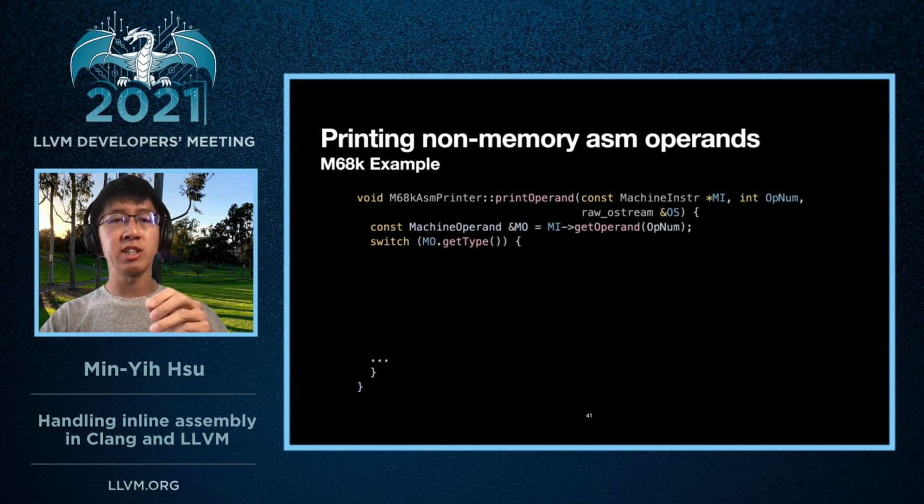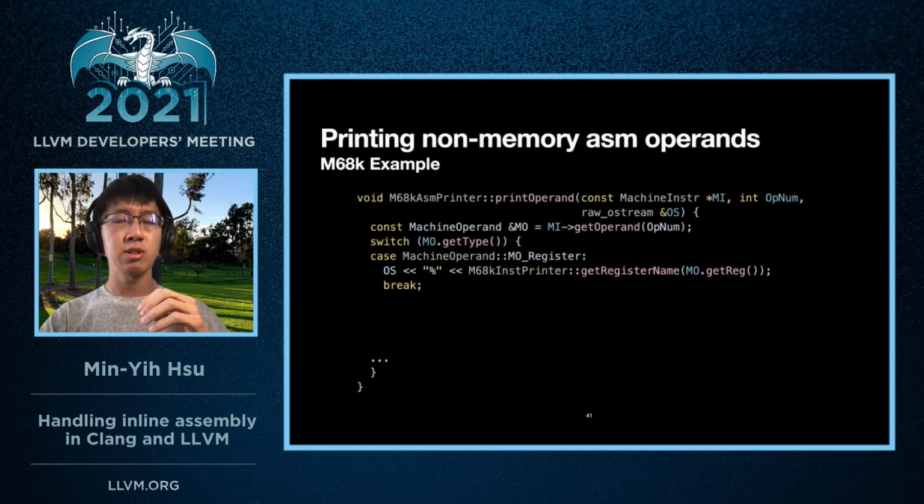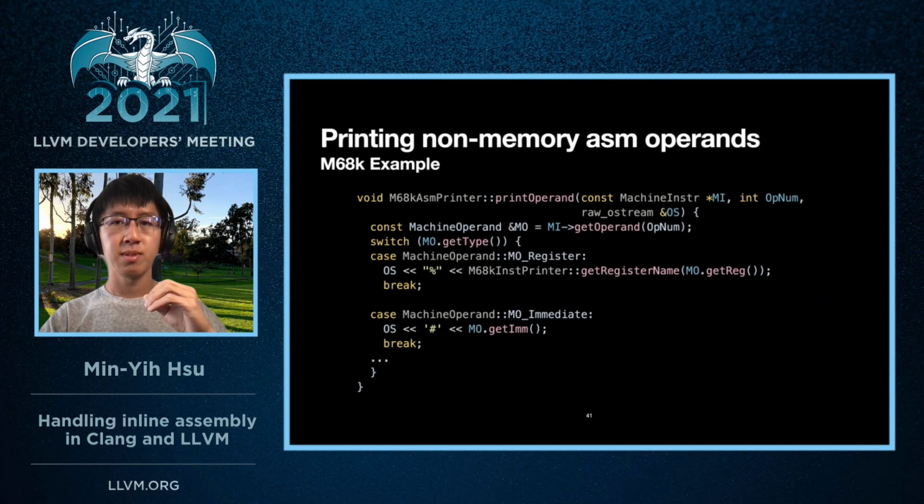And from here, it can note the type of this operand. So if it's a register, it just prefixes that with a percent sign. If it's an immediate value, it just prefixes that with a pound sign. And that's basically all of it.